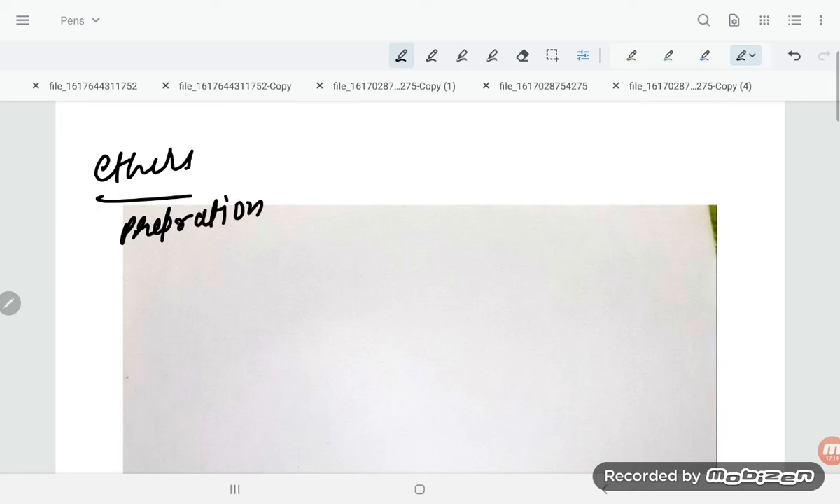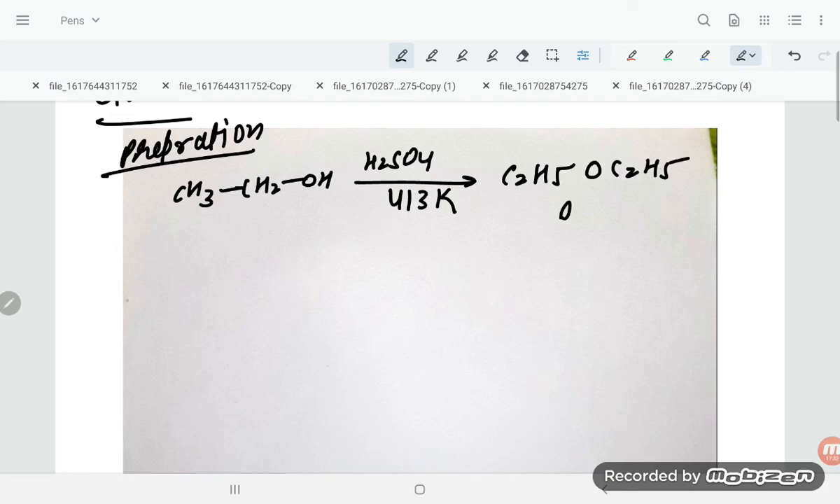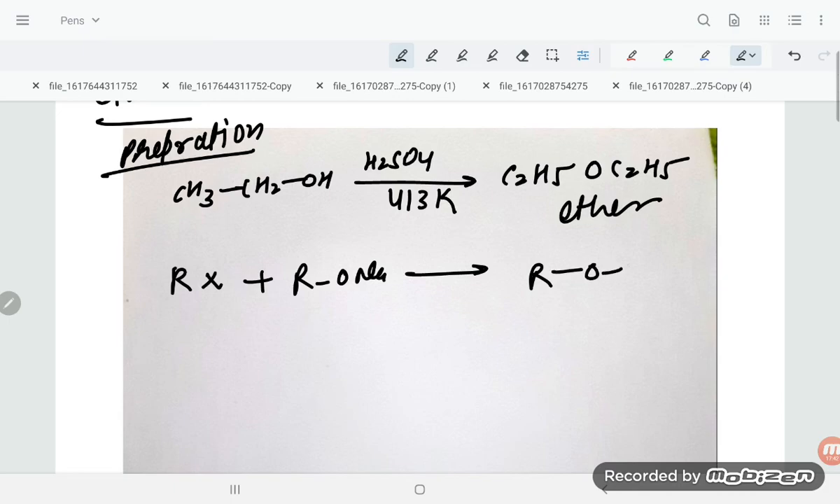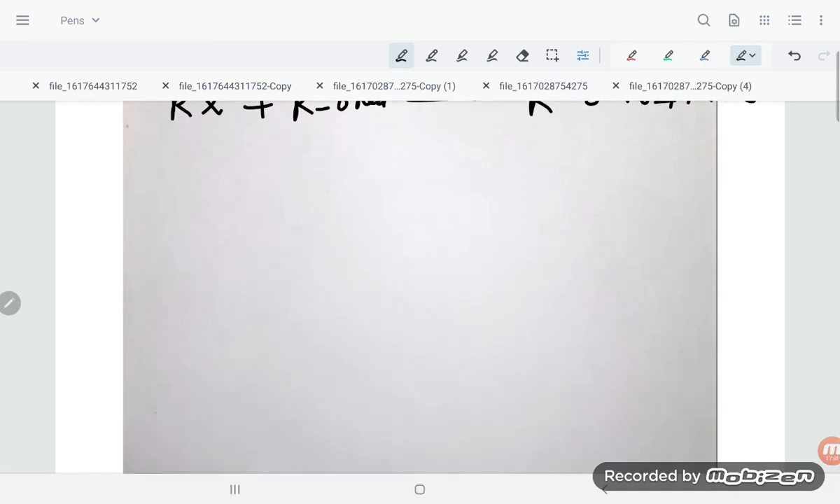The preparation is CH3CH2OH, right? And if you are treating with H2SO4 at 413 Kelvin, it will give C2H5OC2H5. This is the ether. Next, we have RX plus RONa. That is the Williamson synthesis. You will get ROR, and you will get NaX, right? Now the next one is hydrogen halide.